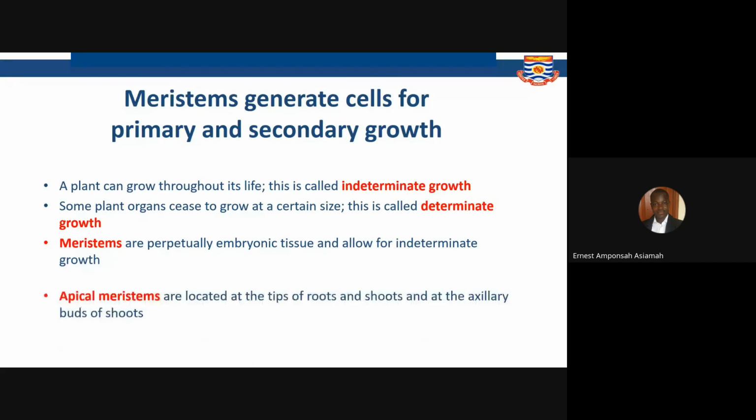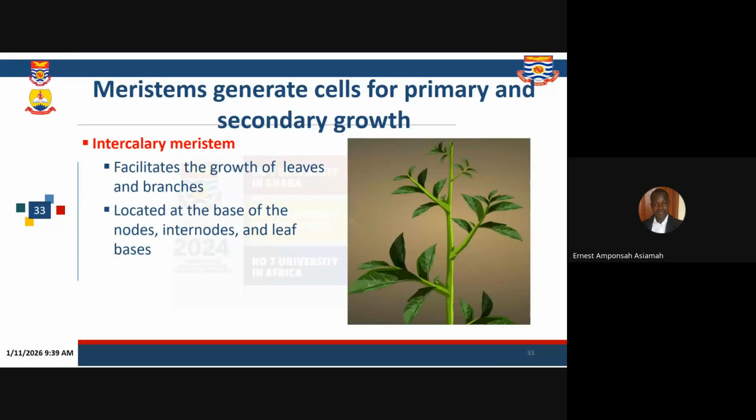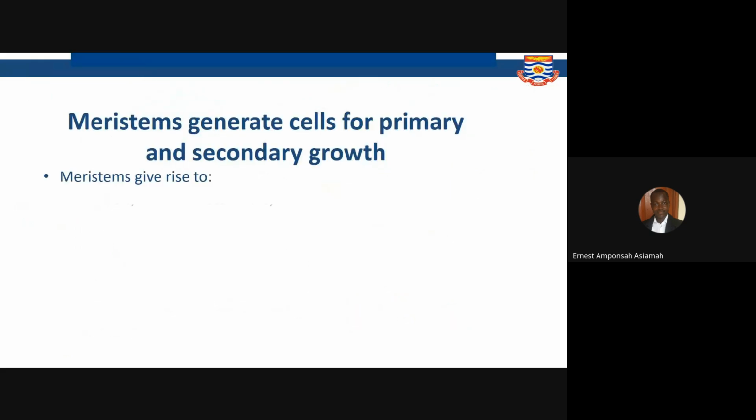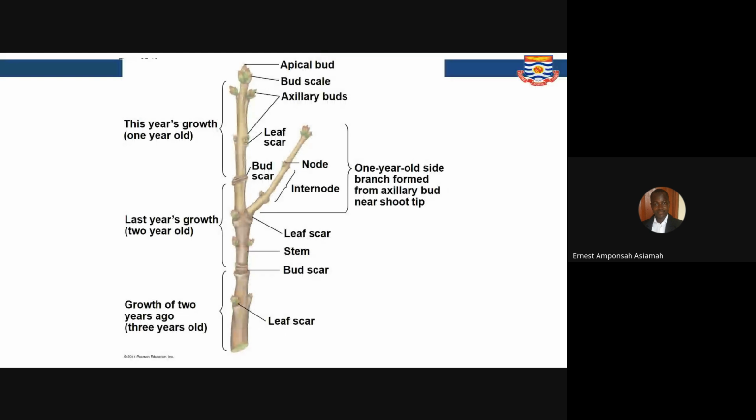We have three types: the apical, the lateral, then we have the intercalary meristem. And one thing is that during the division, they give rise to initials and the derivatives. So the initials will be the stem cell, then the derivatives are going to develop into the matured tissues. Okay, so this brings us to the end of the lecture.